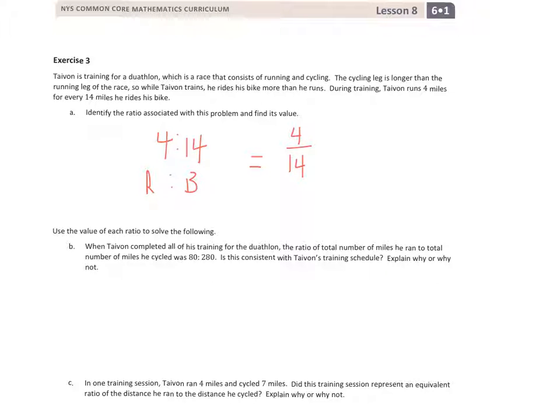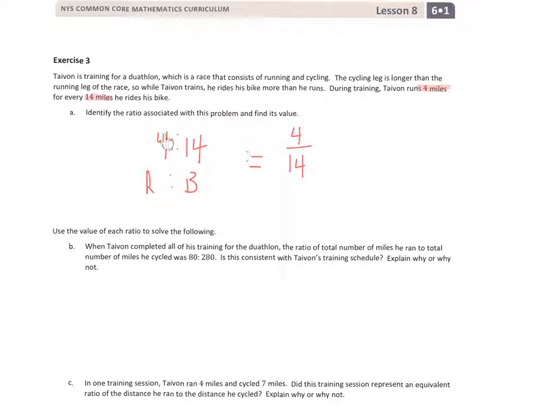So what I did was I wrote the ratio of 4 to 14, and that stands for how many miles he runs to how many miles he bikes. And that was given to us in the problem right there. So hopefully you're recognizing that the problem usually gives you what you need as long as you have your problem-solving skills with you. So the equivalence and its value would be 4/14.